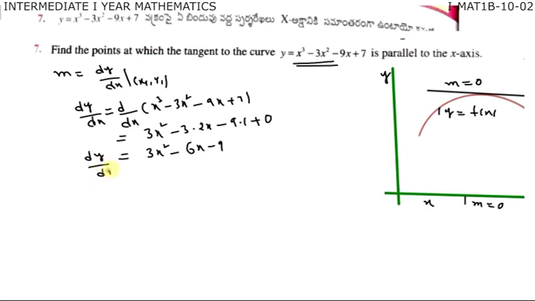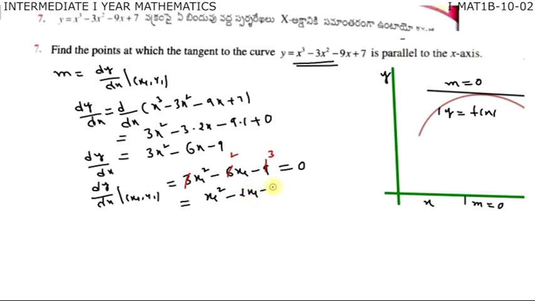So the point I don't know yet. I have to find that point. So in general I am saying dy by dx at x1, y1 is equal to 3x1 square minus 6x1 minus 9. This is equal to 0 according to the condition. Now overall 3 is common, 3 ones are 3, 3 threes are 9. So now I get x1 square minus 2x1 minus 3 is equal to 0.